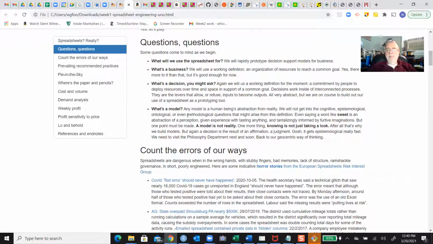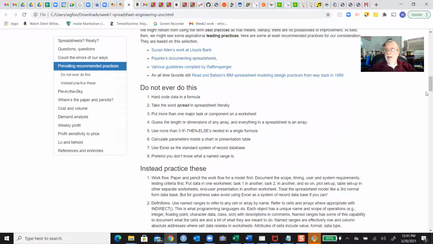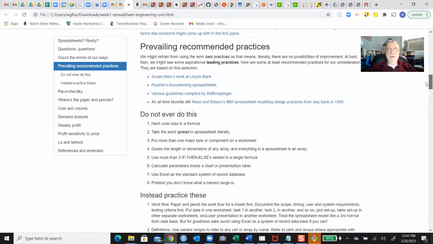And what's a model? A model is absolutely not reality. I highlight that because when we know something, it's not just taking a look at something, it's thinking about it and then interpreting what we see. So keep these things in mind. It's not a philosophy course, so we're not going to go in that direction, although that would be a great discussion. And that discussion is had in a number of places.